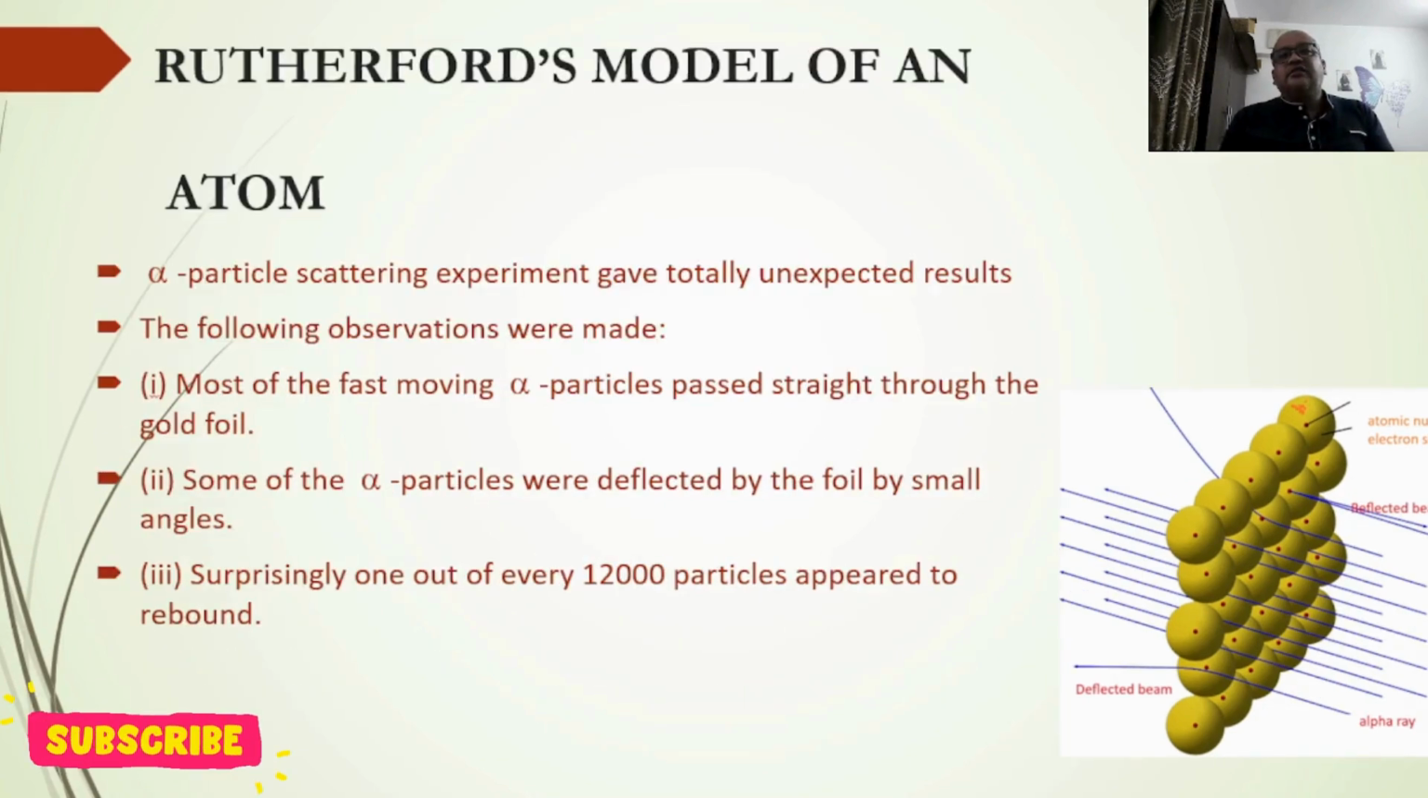Then let's see how Rutherford placed his model of an atom. The alpha particle scattering experiment gave totally unexpected results. Let's see what the results are all about. The following observations were made. Most of the fast moving alpha particles passed straight through this gold foil. Some of the alpha particles were deflected by the foil by a small angle.